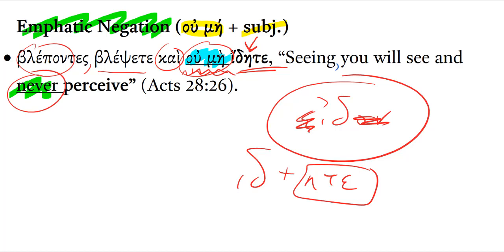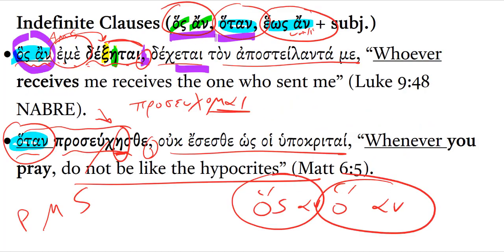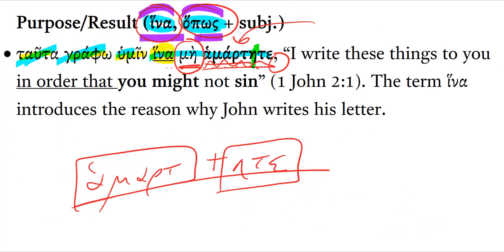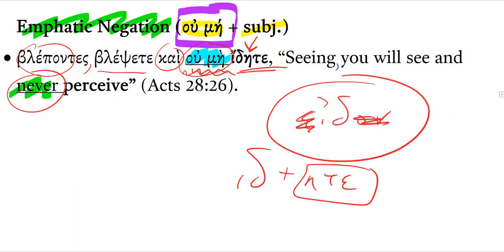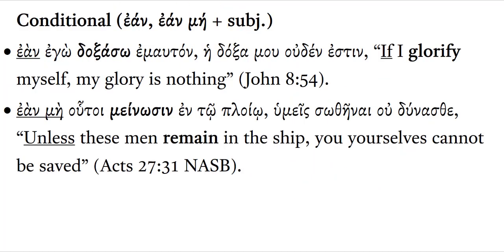At its base level, what are you doing? You're putting these little bitty words, ou mē, hotan, hos an, heōs an, hina, hopōs, in your little toolbox, and you're saying, I know when these come, the subjunctive will follow, and I will look for it. Okay? Also, as we saw in the example at the beginning from 1 John, when we have ean, which is if, or ean mē, if not, or unless, it will be followed by the subjunctive.